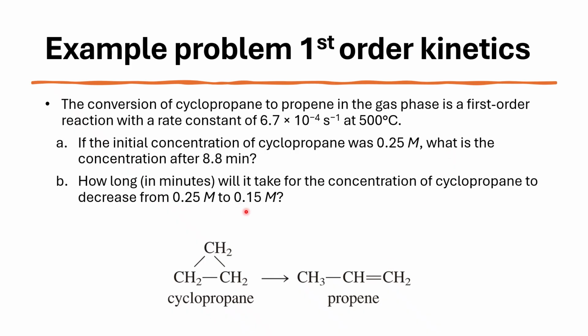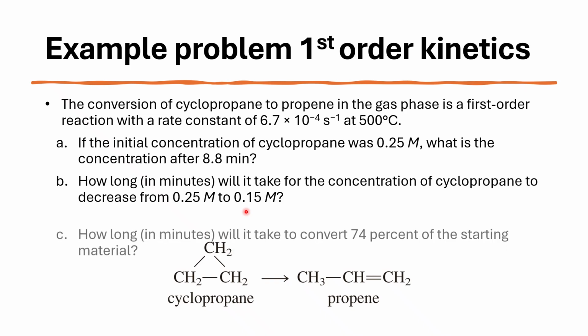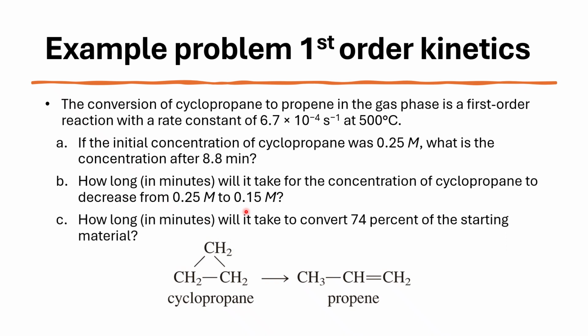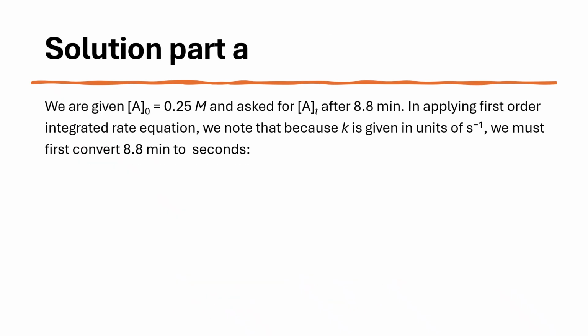And we could do yet another calculation and determine how long in minutes it would take to convert 74% of our starting material, again, cyclopropane. We're going to start with the solution to part A.